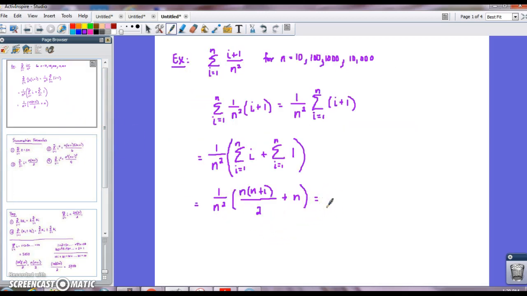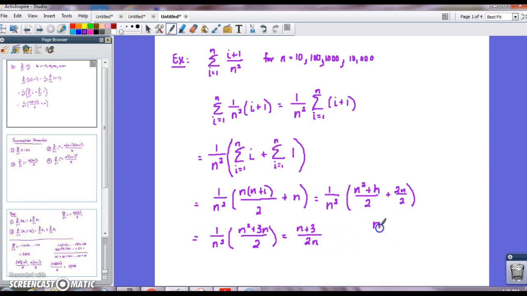And so then it just really comes out to be algebra, and cleaning this up a little bit. 1 over n squared times n squared plus 1 over 2, and then n squared plus n over 2. I can rewrite n as 2n over 2. And so I end up with 1 over n squared times n squared plus 3n over 2. If you factor an n out of this and then cancel your n's, you end up with n plus 3 over 2n.